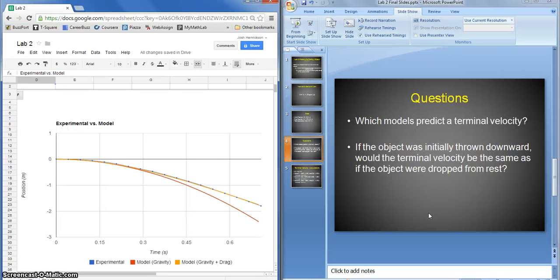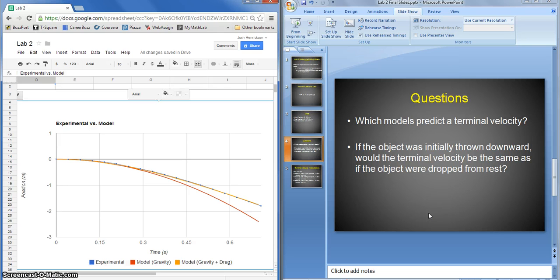Now that we have our two models and we can see how changing the net force acting on the object can change its motion, we can answer a few questions. Which of these models predict a terminal velocity? We know that terminal velocity is the constant velocity the object reaches when the gravitational force acting on the object is equal in magnitude to the drag force acting on the object. Since the first model has no drag force, the model does not predict a terminal velocity.